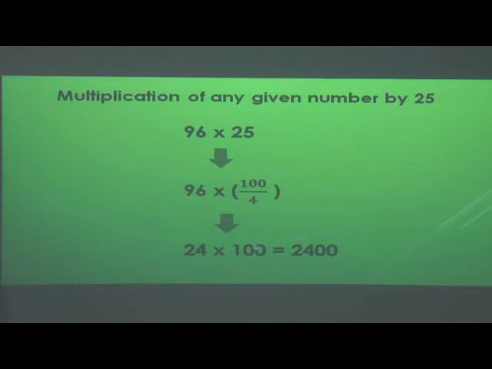Now there is one more rule of multiplication of the given number by 25. Let us see that. 96 multiplied by 25. Here 25 can be written as 100 divided by 4, which is nothing but 25. So 96 multiplied by 100 divided by 4. We have to divide 96 by 4 first. 96 divided by 4, we get 24, and then multiplied by 100. 24 multiplied by 100, we get 2400.